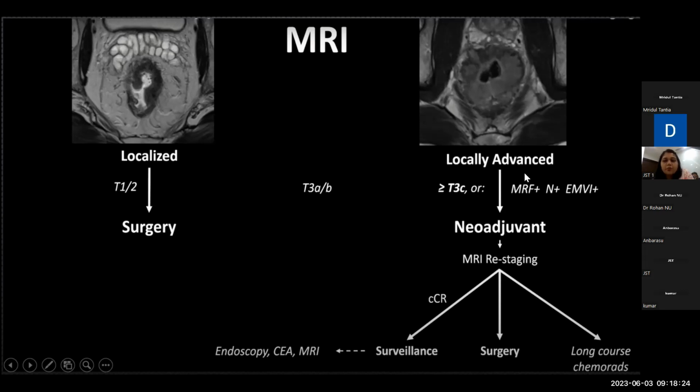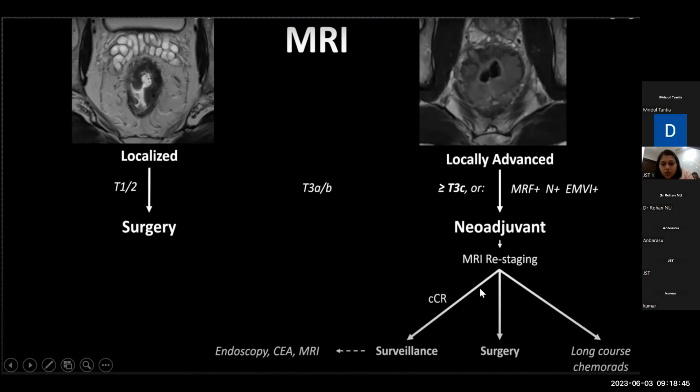So all these conditions can be easily delineated. And if the tumor happens to be locally advanced, the management changes, and it automatically goes to a neoadjuvant stage. Then we again do MRI for restaging of the tumor. If there is downstaging, we go for surgery, depending on the organ of involvement.